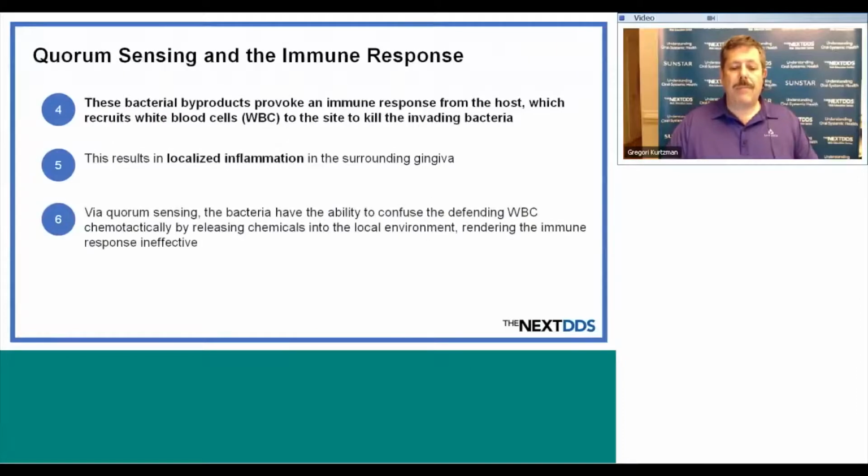These bacterial byproducts provoke an immune response which recruits white blood cells to the site to kill the invading bacteria. This results in localized inflammation of the surrounding gingiva. Via quorum sensing, the bacteria have the ability to confuse the defending WBCs chemotactically by releasing chemicals into the local environment, rendering the immune response ineffective.